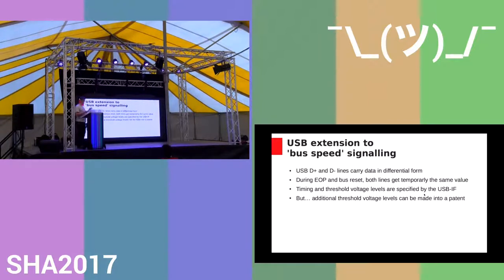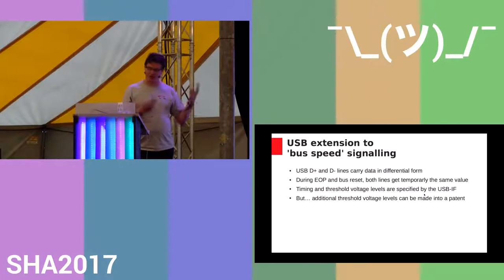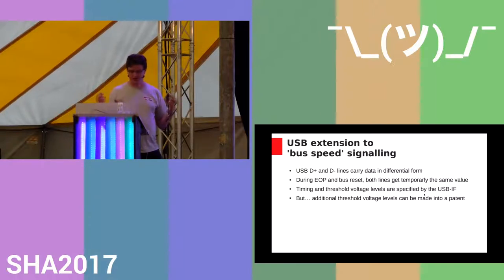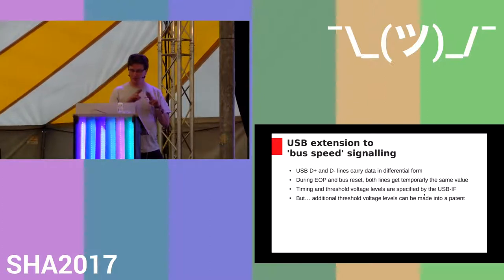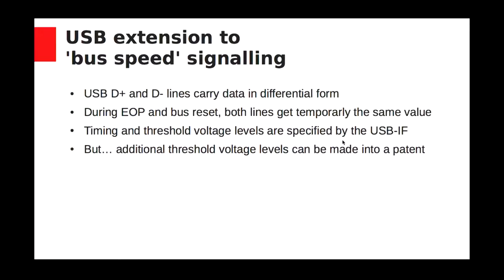USB consists of two lines, basically, or four lines. One pair is power, 5 volt and ground, and the other one is differential, D plus and D minus. That's a nice 90 ohm differential pair. There are a few points in the protocol where the signal is not differential, but becomes single-ended. That's during the end of packet symbol and during a bus reset. And the bus reset is used for speed negotiation.